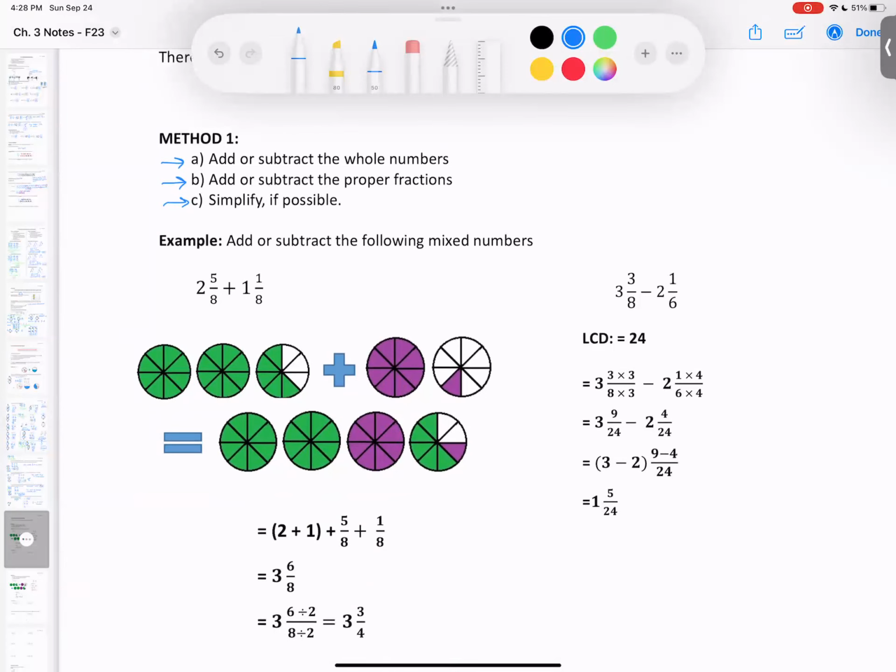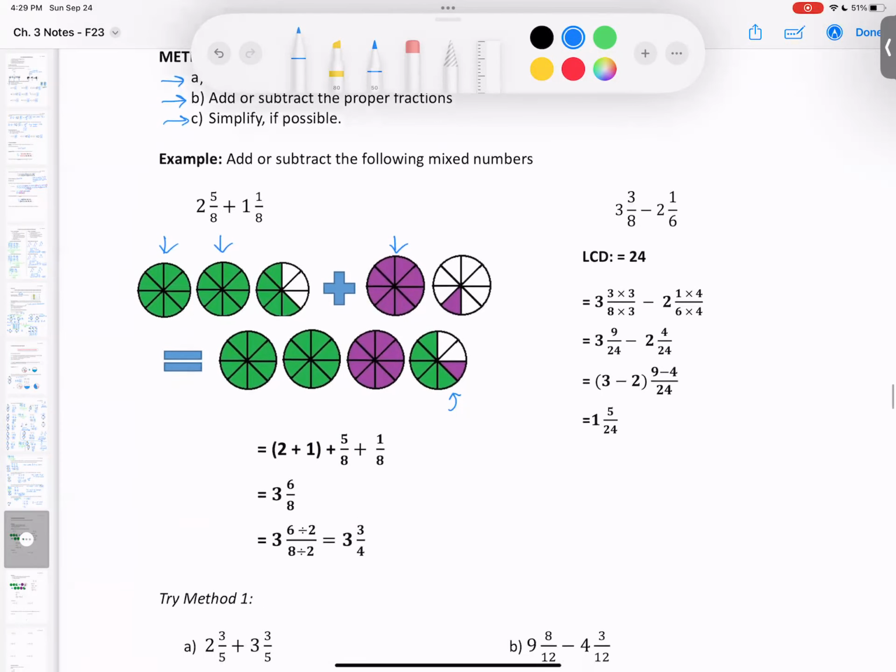So we have 2 and 5/8 of something represented in green there, and we're adding 1 and 1/8. So basically what we're doing is we're taking all of the whole numbers and adding them. In this case, our whole numbers are like our whole pizzas here. So it's 1, 2, 3 pizzas. And then we're adding our fractions together, which were the 5/8 and the 1/8, which gives us 6/8. So we end up down here with 3 and 6/8. And then we can do some simplification to get 3 3/4.